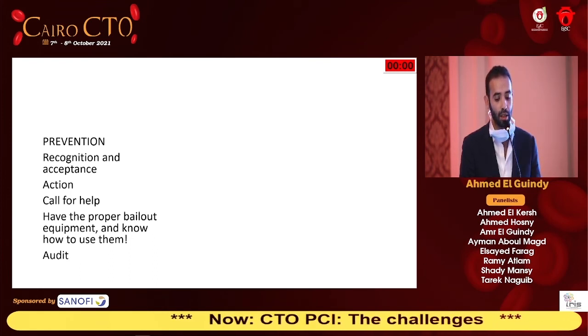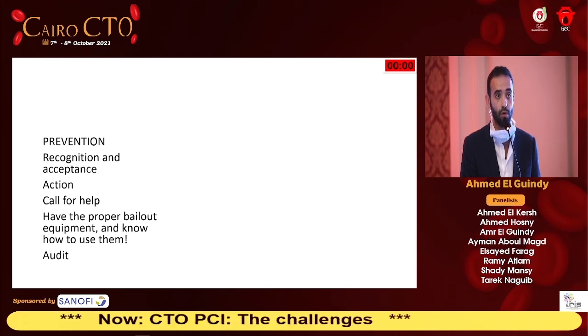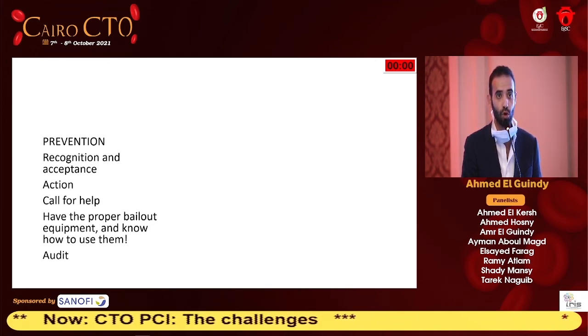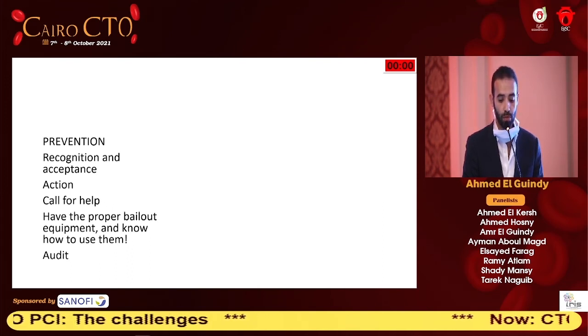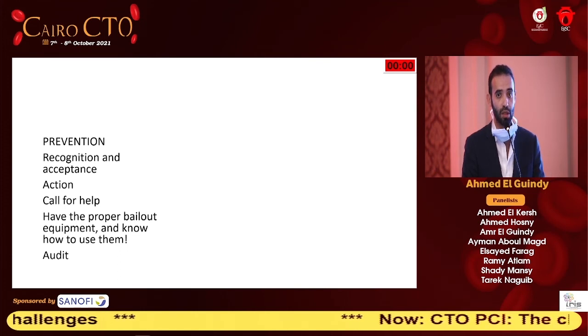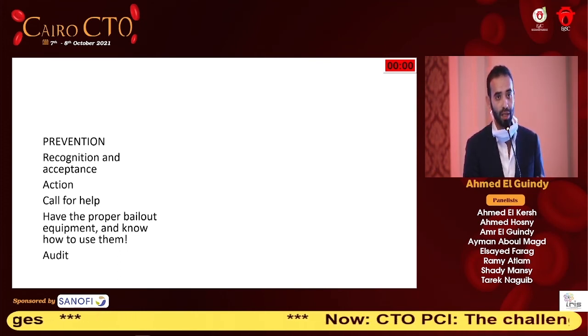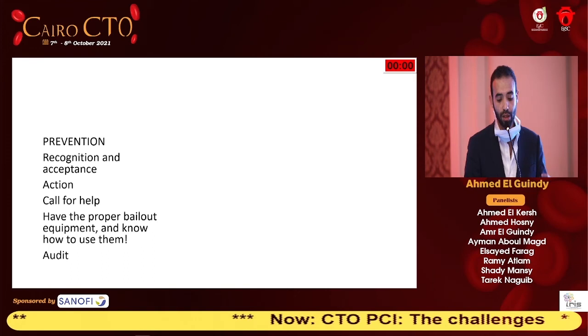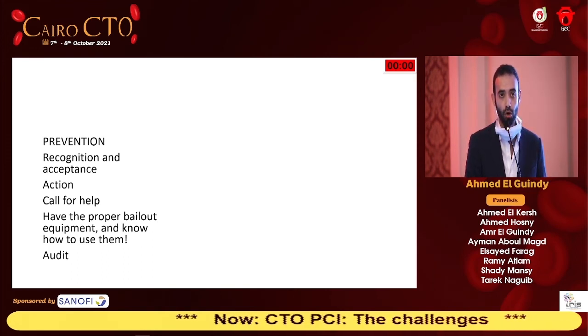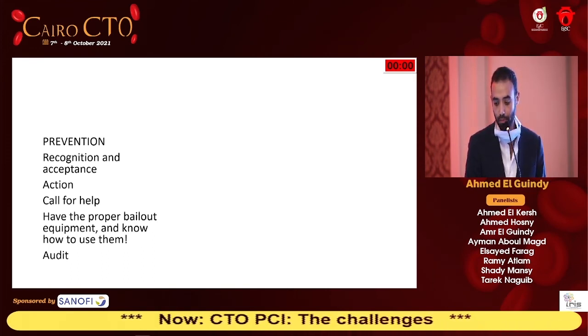A is prevention, quick recognition and acceptance, followed by action. Call for help. 4 eyes are usually better than 2. Make sure you have the proper bailout equipment in your lab, and you want to make sure you know how to use them beforehand. The worst thing is to try to figure out how a detachable coil system works during the heat of the moment, and without the proper audit, you'll just continue to make the same mistakes over and over again.